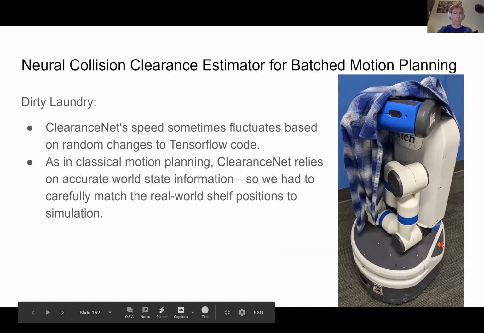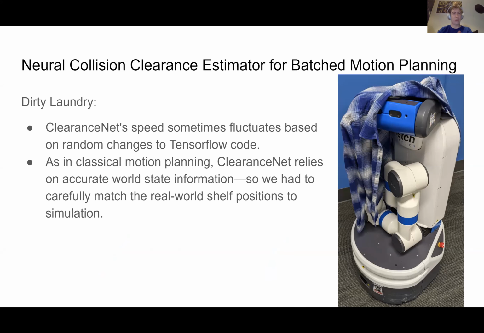Dirty laundry. First is that the speed of ClearanceNet sometimes fluctuates based on unpredictable changes to the TensorFlow code base. And the second one is that we don't have any sensing in our pipeline. And so when recording videos on the real robot, I had to very carefully match the real world state to the state in the simulation, which is not ideal.